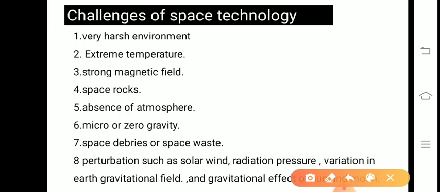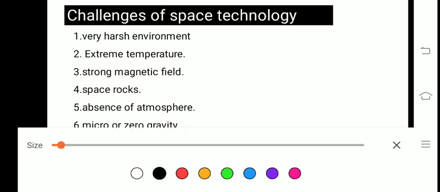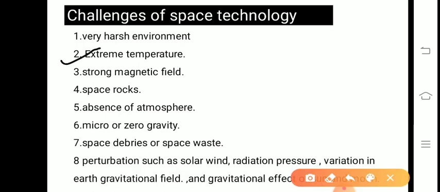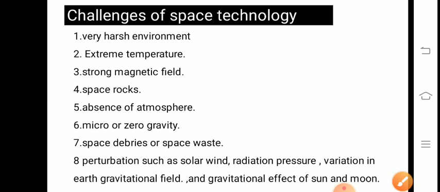So these challenges are basically: one, very harsh environment; second, extreme temperature; third, strong magnetic field; fourth, space rocks; fifth, absence of atmosphere; sixth, micro or zero gravity; seventh, space debris or space waste; eighth, perturbations such as solar wind, radiation pressure, variation in Earth's gravitational field and gravitational effect of sun and moon. These are the major challenges. Out of this, what are the current challenges? This is the question they are going to ask you in civil services or any competitive examination.